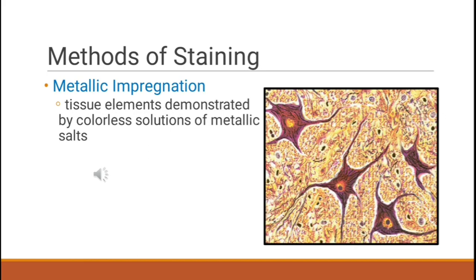Next, we have metallic impregnation. The tissue elements are demonstrated by colorless solutions of metallic salts. Shown on the picture are the neurofibrils and motor neurons in the gray matter of the anterior horn of the spinal cord. The stain used is the silver impregnation or the Cajal method, and the commonly used stains are gold chloride and silver nitrate.